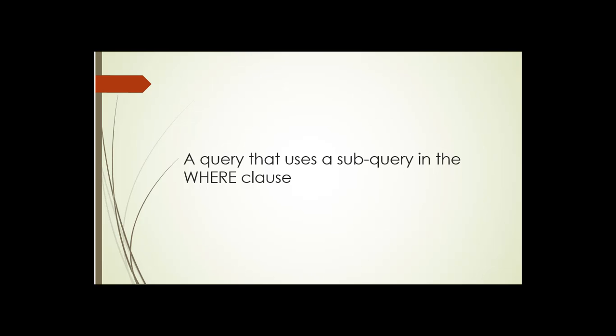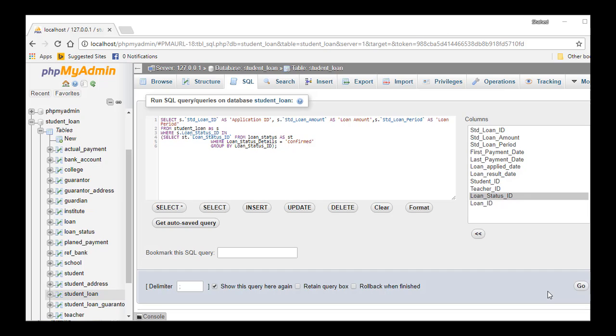Now I'm going to show you a query that uses a subquery in the where clause. So let's see. You can see I have already written this query and I'm going to execute it. I'm going to find out application loan ID, loan amount and loan period, and there is obviously a subquery. The subcondition is that only those rows will be shown where the loan status detail is matched, and this will be grouped by loan status ID. So let's run it and see if it works.